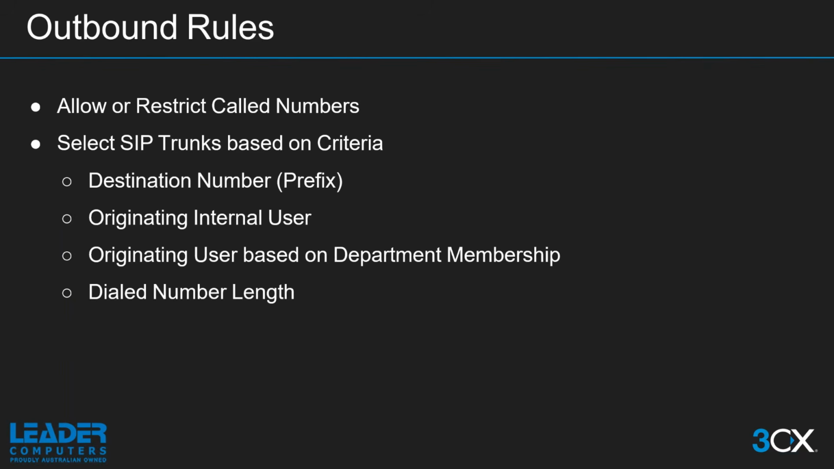And an outbound rule has a set of conditions which will trigger it, such as which user or department is calling, or the dialed number, or the dialed number's length. And only when the conditions are met, each rule can have up to 5 routes, which 3CX will use sequentially. So it always goes from top to bottom. And if one of the routes fails to process the call, for example, if a SIP trunk is down or if it is at capacity, it's going to use the second route.